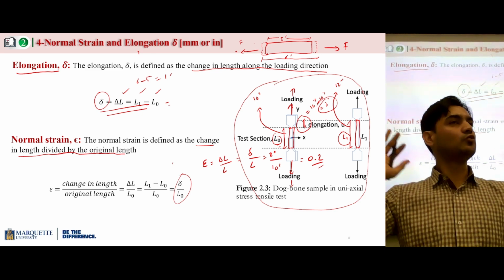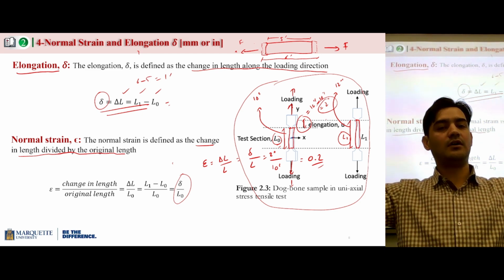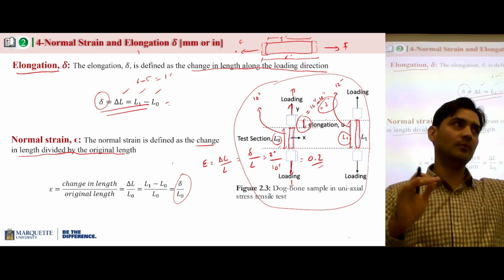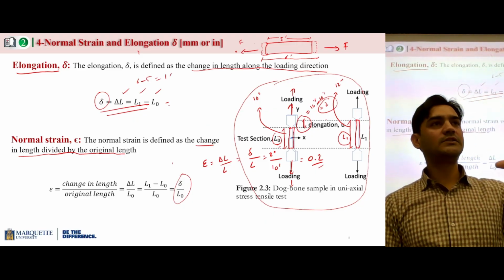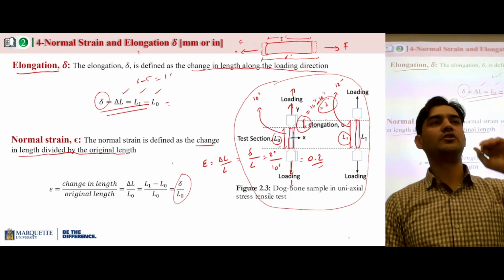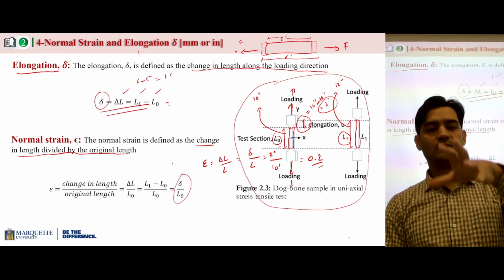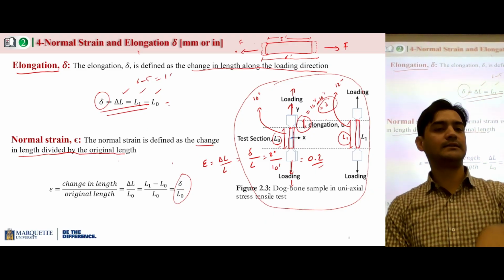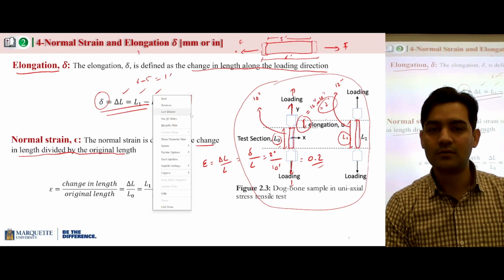So there are two types of stresses. You have shear stress and then you have normal stress. Similarly, you have two types of strains as well. You have normal strain and you have a shear strain as well. Normal strain is because of the normal force and because of the normal stress, and shear strain is because of the shear stress and shear force. So what we have discussed here is a normal strain. Why is it normal?